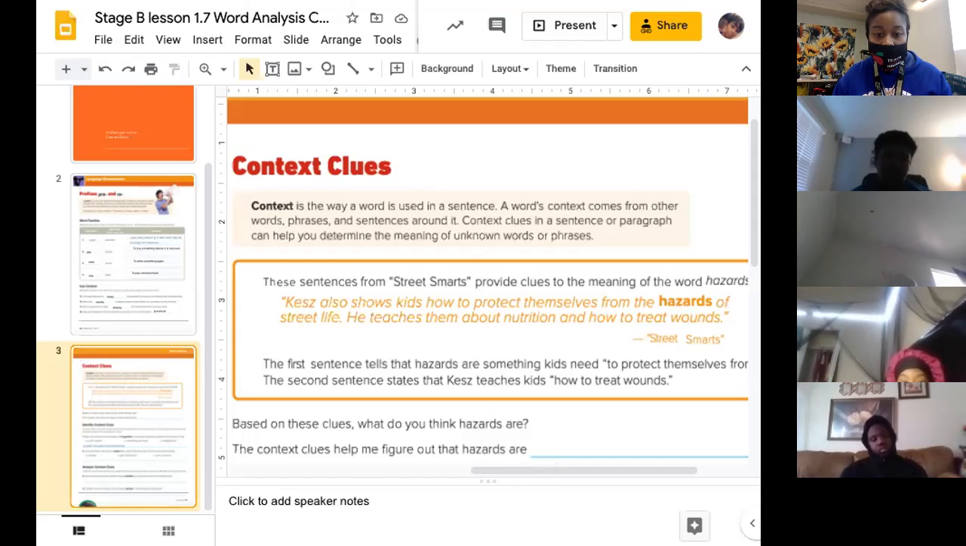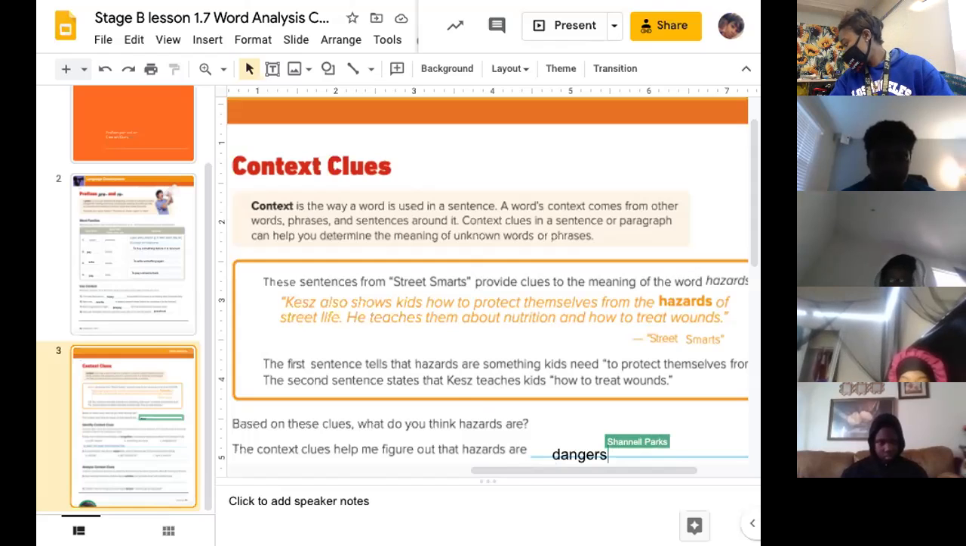Okay, context clues help me figure out that hazards are dangers that threaten kids' health and safety.